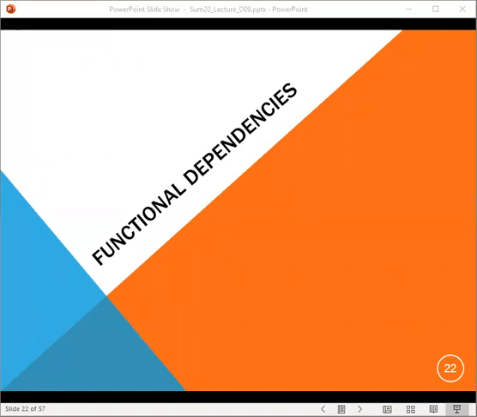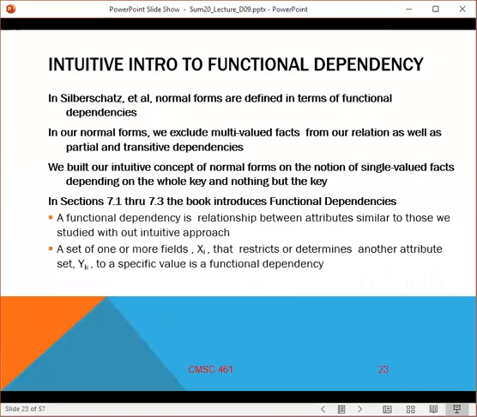Okay, now let's get into functional dependencies, which are a little more complex than the intuitive approach we just looked at. However, if you remember that ditty, every non-key attribute is dependent on the key, the whole key, and nothing but the key, you'll be able to do normalization to the third normal form. So again, in sections 7.1 through 7.3, the book introduces this concept of functional dependencies.